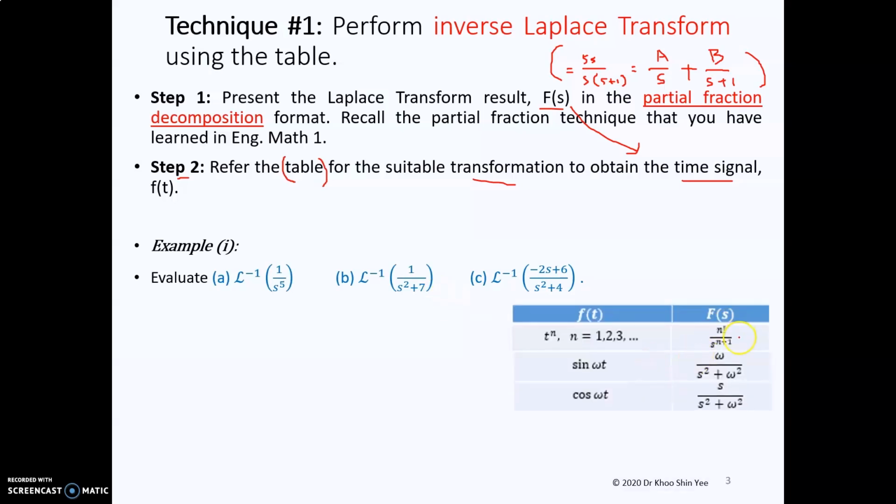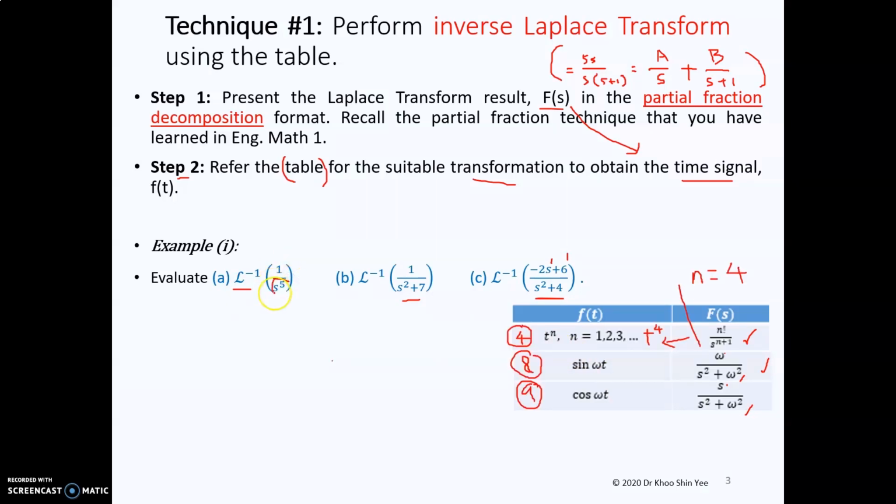By referring to the table, you can find that this format is similar to this formula. This is similar to this because you have s squared plus a constant. Last one, you have s squared plus 4, which is similar to these two. And you have s and a constant component, which is these two as well. So we can use this table to perform the inverse Laplace transform.